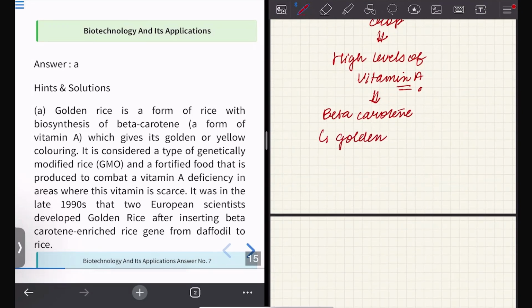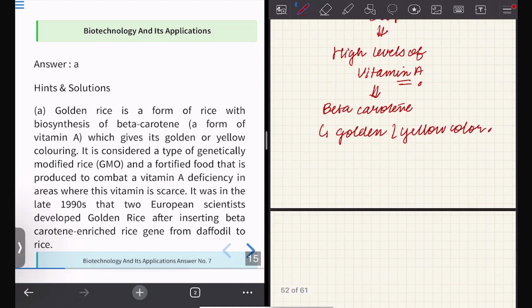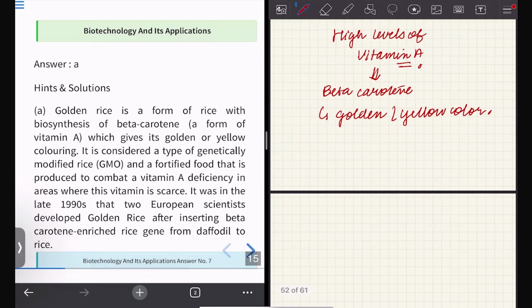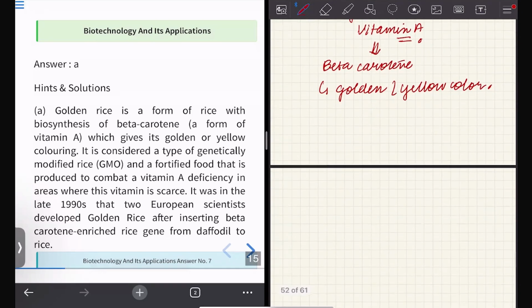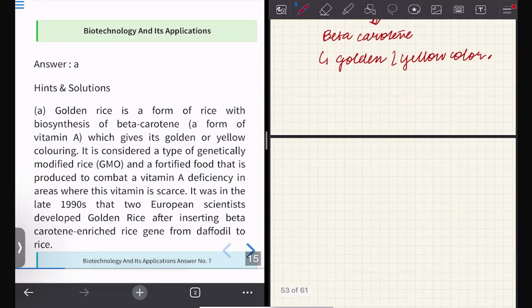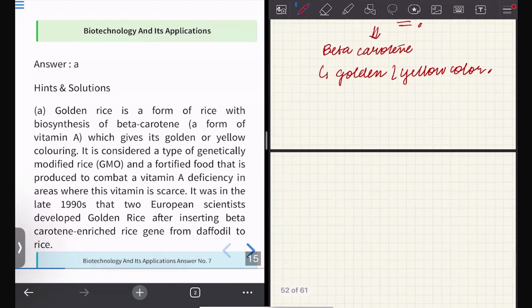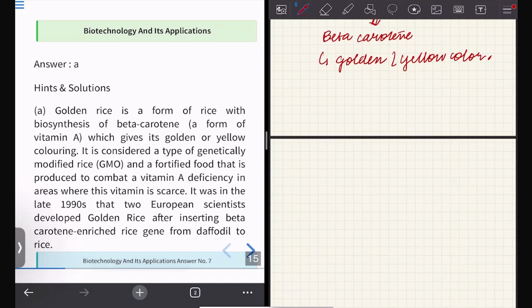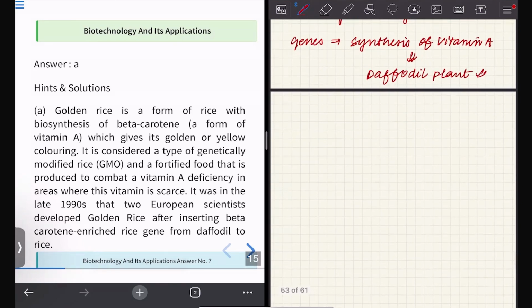So, this golden rice, the name itself suggests that this golden or yellow color is due to high levels of vitamin E. So it is a genetically modified type of rice and fortified food that is produced to combat vitamin A deficiency in areas where this vitamin is scarce. Okay, so where do we get these beta carotene genes from? The genes responsible for synthesis of vitamin A are obtained from the daffodil plant. Okay, and these are then taken from the daffodil plant and inserted into the rice.